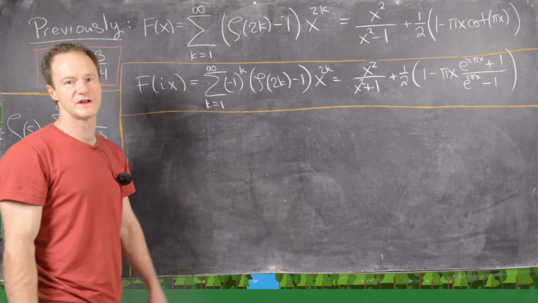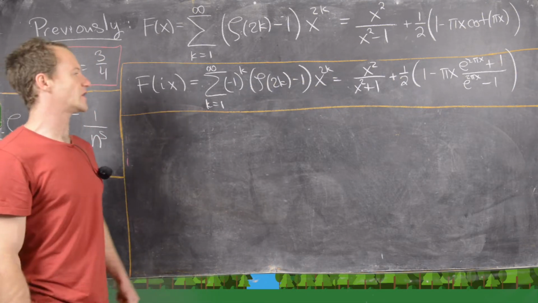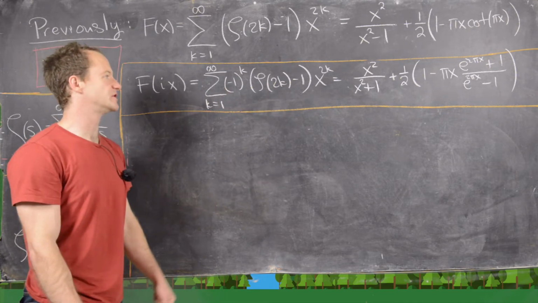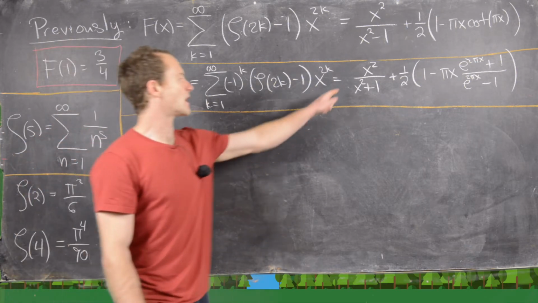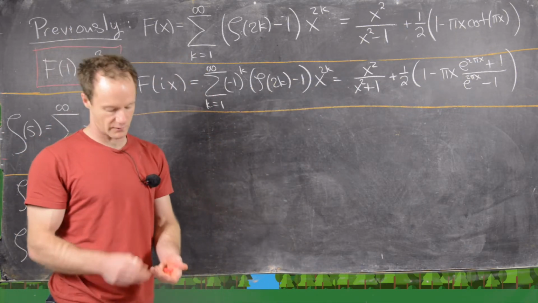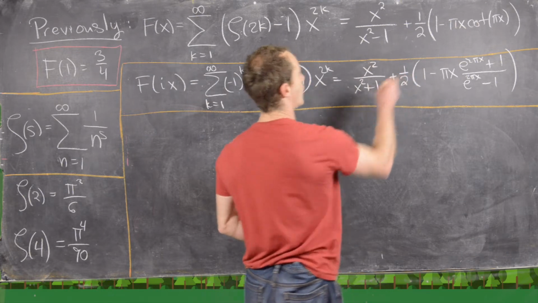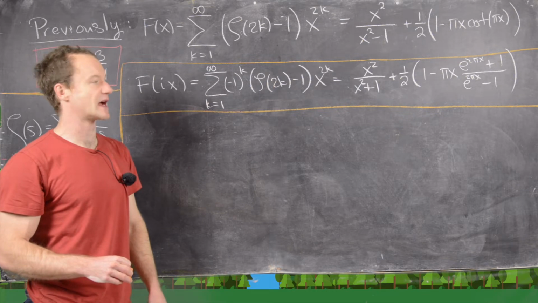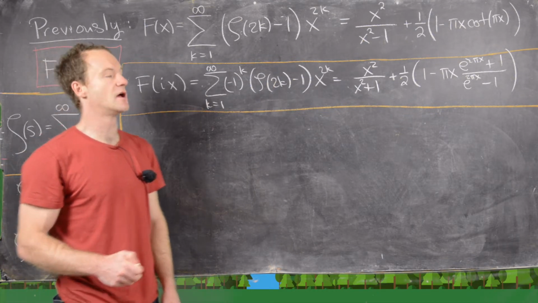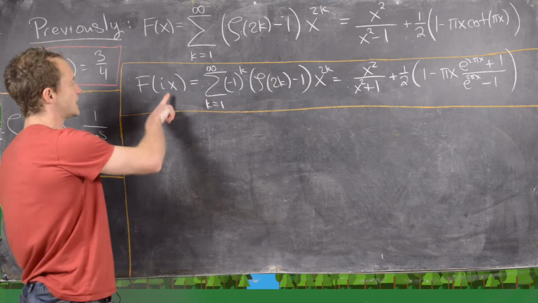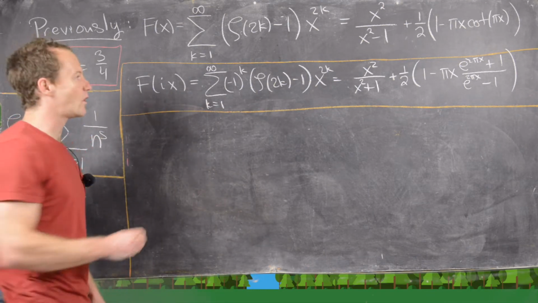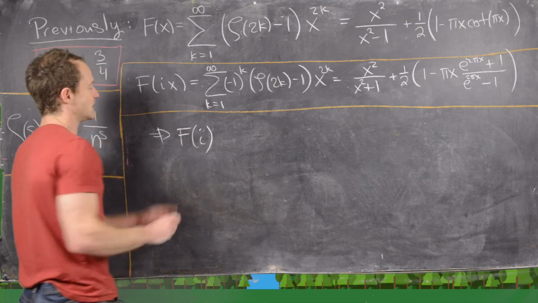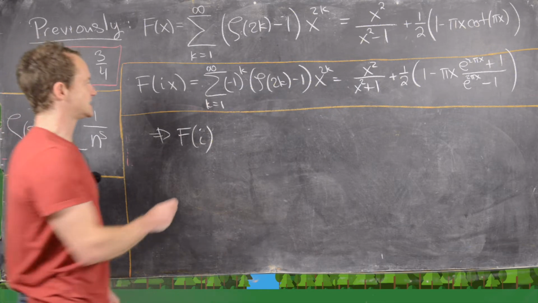Okay, on the previous board we finished up this calculation. So f evaluated at ix, on the one hand, it's this alternating sum of these values of the Riemann zeta function minus 1, but on the other hand, it's equal to x squared over x squared plus 1 plus 1/2 times the quantity 1 minus pi x e to the 2 pi x plus 1 over e to the 2 pi x minus 1. So now, notice we can evaluate this guy at x equals 1, and that gives us a new identity.